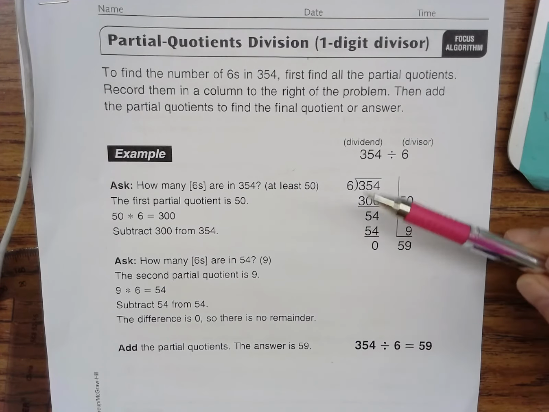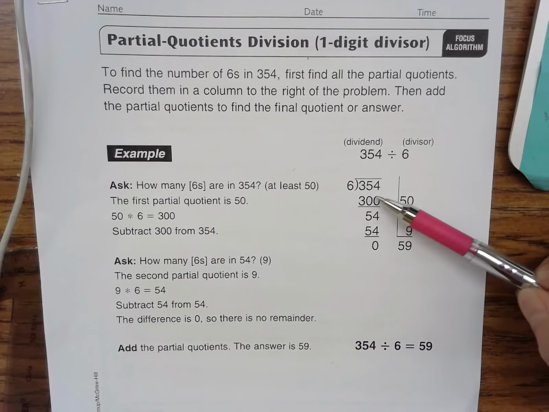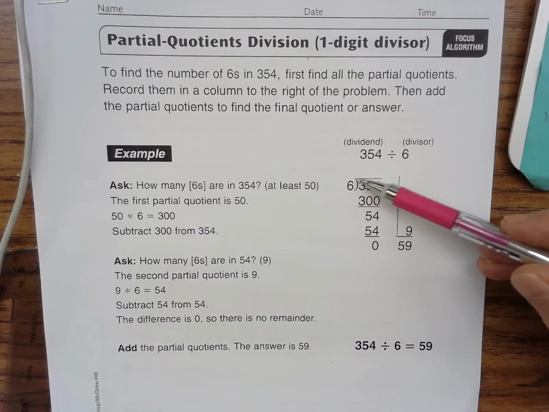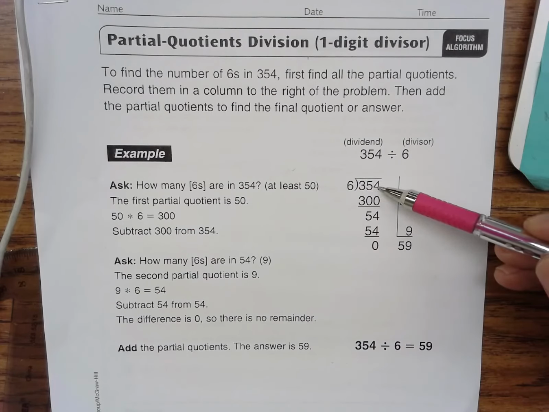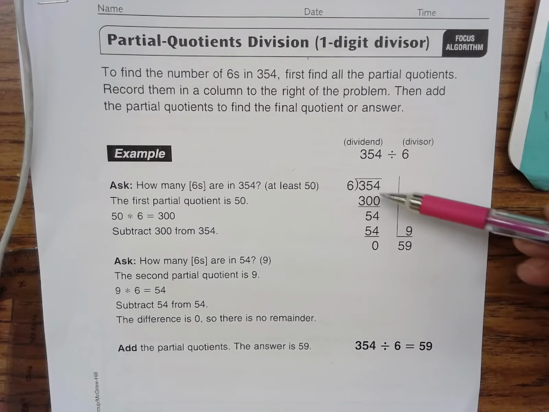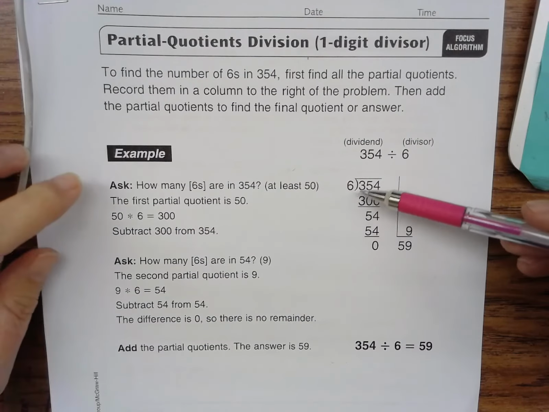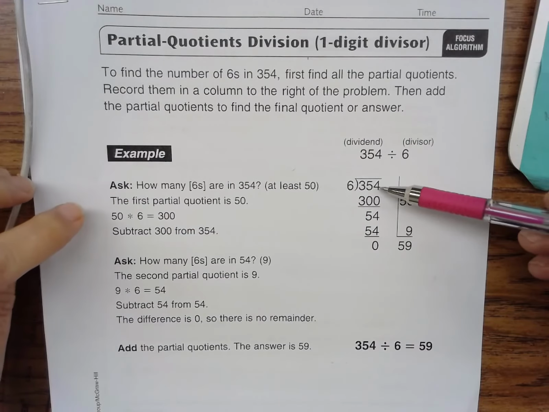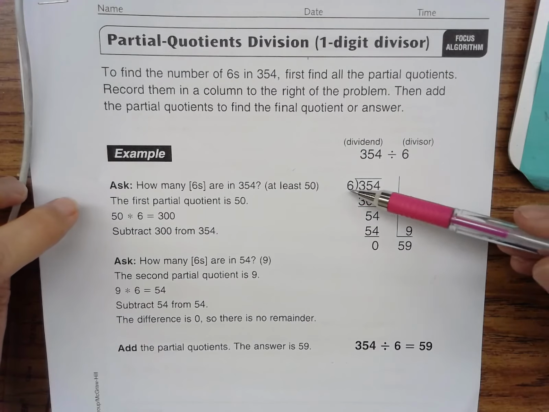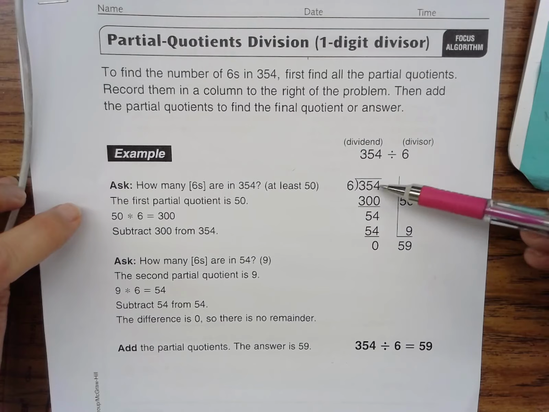So in the example is 354 divided by 6. So as you can see, 354, the dividend, is in the house. And the 6, the divisor, is knocking on the door. And so how many 6s are there in 354? Well, how many 6s are there in 35? 5.